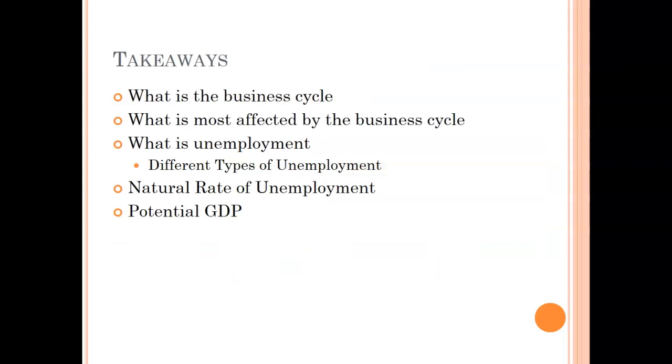So again, we were talking about the business cycle, what is most affected, durable or non-durable goods, what is unemployment, the 4 different kinds, the nature of unemployment, and the potential GDP.